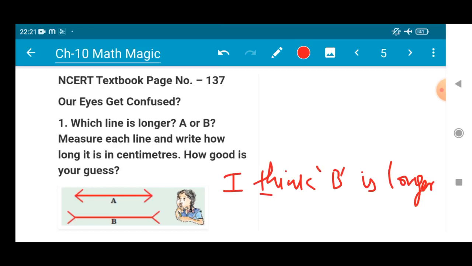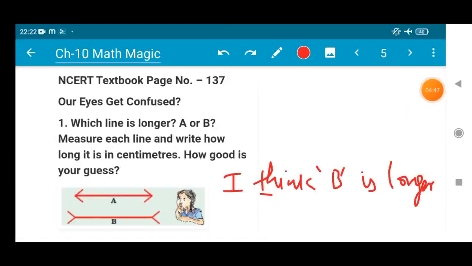If it is the same, then you'll write yes, my guess was correct. If the values are not the same, then you'll write no, my guess was incorrect. Very simple thing. From my point of view, from my eyes, what I can see is B should be longer. But if I measure it, I will get the proper knowledge whether my guess is correct or not.